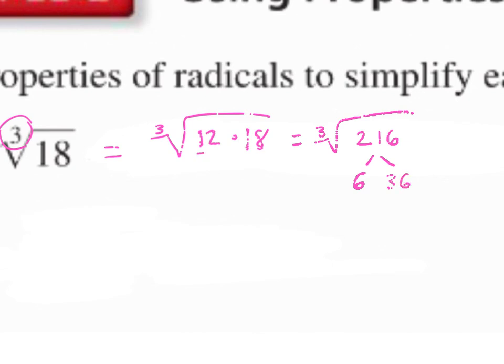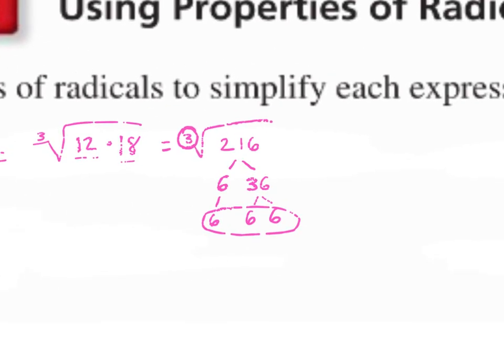What does 36 break up into? Six and 6. We're circling groups of how many? 3. So we can circle all 3 of our 6's. So what do we get as our answer? 6. Is it a positive 6 or negative 6? Or both? Positive. Since it's odd, we only have one answer, and 216 was positive, so 6 is positive.